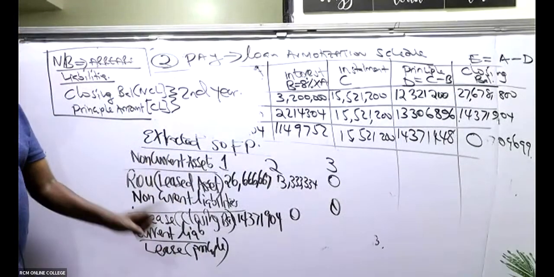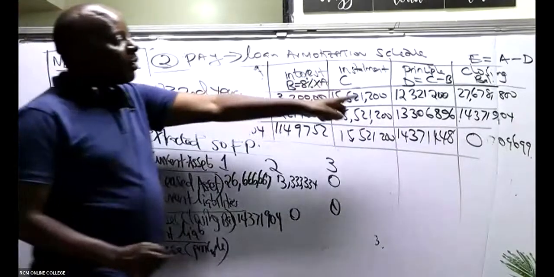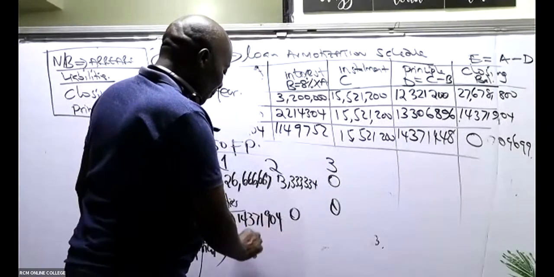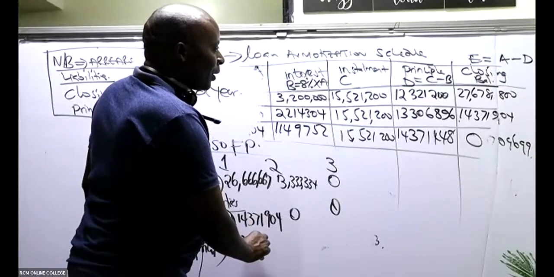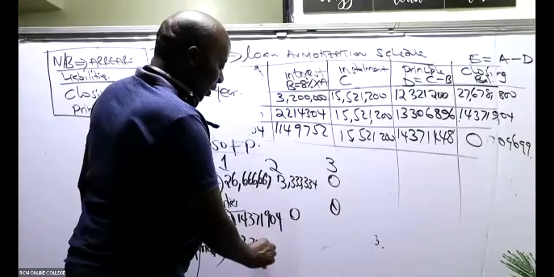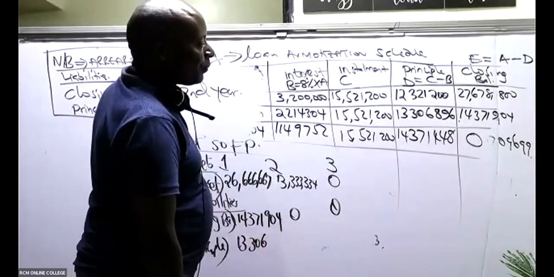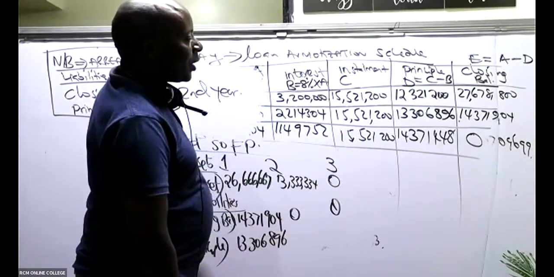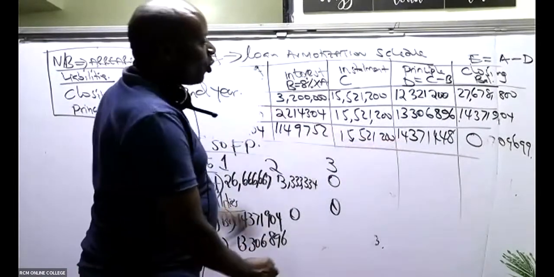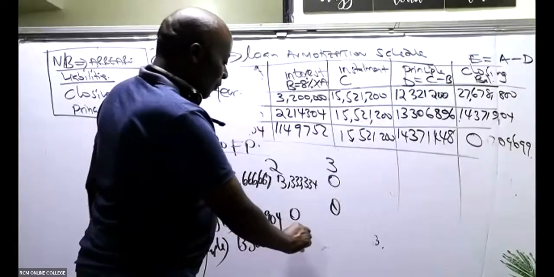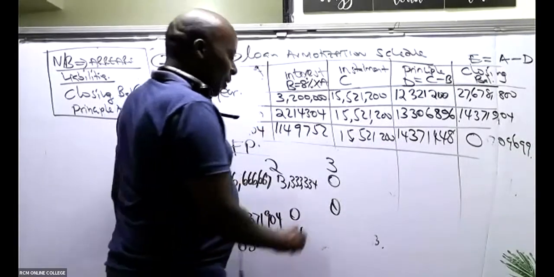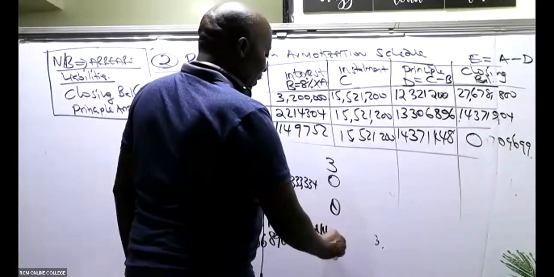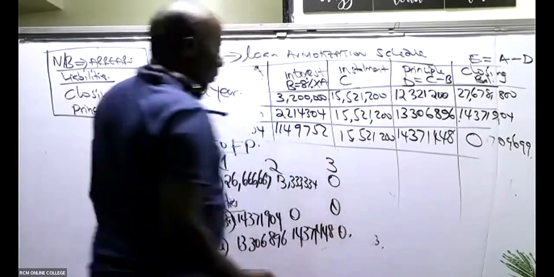Na pia principal amount, unakuja kwa principal amount unaanzia year 2. Year 2. Unasema 13,306,896, and then this one here, ignore always year 1. 14,371,448. The other one is 0 because there are 3 years.